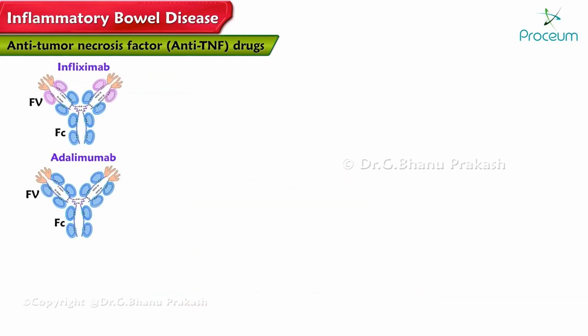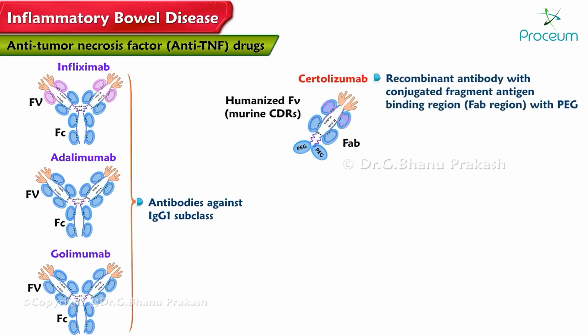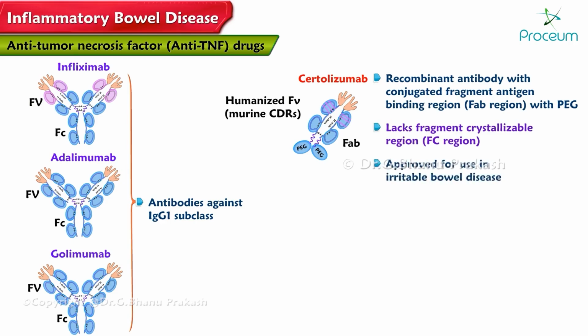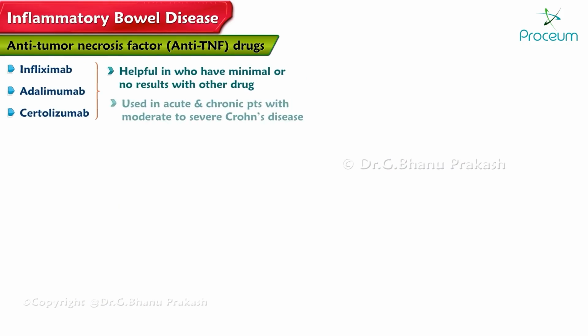Infliximab, adalimumab, and golimumab are antibodies against the IgG1 subclass, and certolizumab is a recombinant antibody with a conjugated fragment antigen binding region, FAB region, with PEG, and lacks the fragment crystallizable region, FC region. These are approved for use in inflammatory bowel disease. They are helpful in patients who have minimal or no results with other drugs, and are used in acute and chronic patients with moderate to severe Crohn's disease.